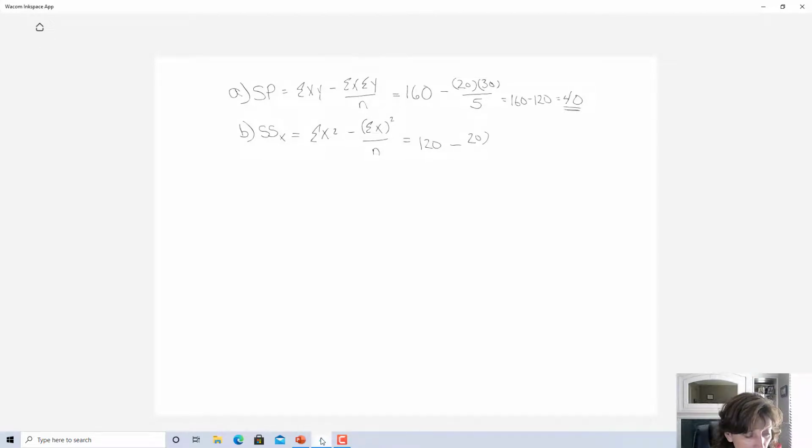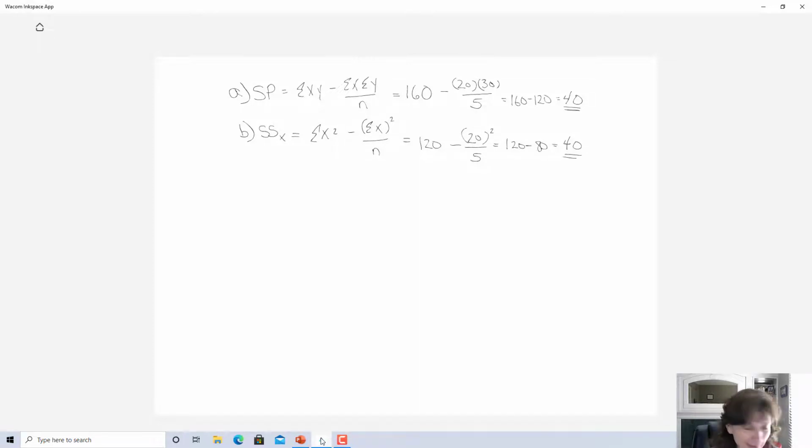So I have to put that in parentheses and square it, and I need to put my divided by 5 there. So I'm just going to do my math. This is going to give me 120 minus 80, and my answer here is going to be 40. We just happened to get 40 twice in a row. I had to look there twice and make sure. I was like, that is correct.